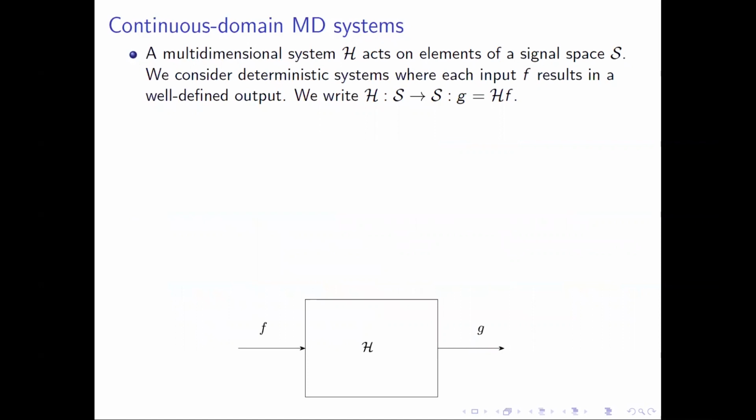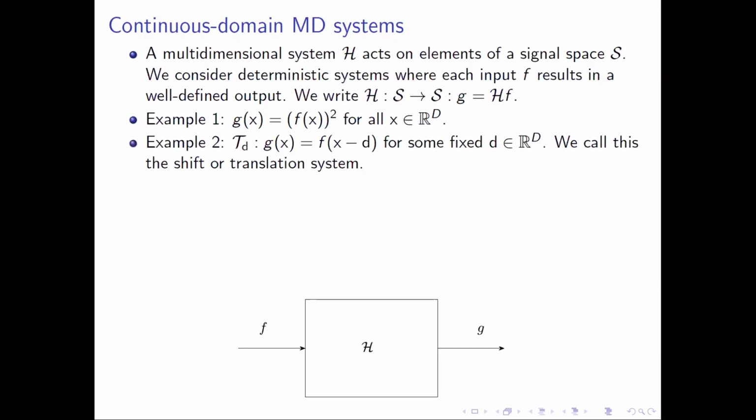Now, a multidimensional system acts on elements of a signal space. We consider deterministic systems that map an element F of the signal space S to another well-defined element G. Systems can be linear or nonlinear. We'll emphasize linear systems, although some nonlinear systems are introduced from time to time. The square law system and the shift system are two examples of the kinds of systems we'll be concerned with.